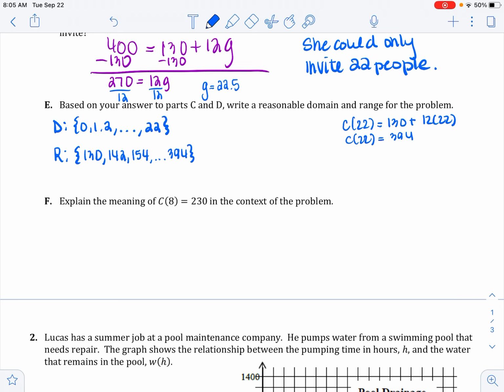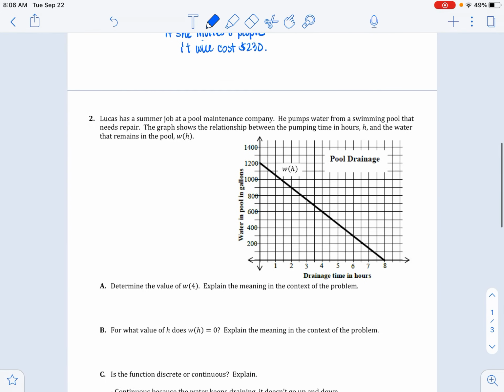All right, last one in this section. Explain the meaning of C of 8 equals 230 in the context of the problem. Okay, so go ahead and pause your video and try this one. You should say if she invites 8 people or 8 guests, it will cost $230. Something similar to that, mentioning that the fact that there are 8 guests coming is going to make it cost $230.